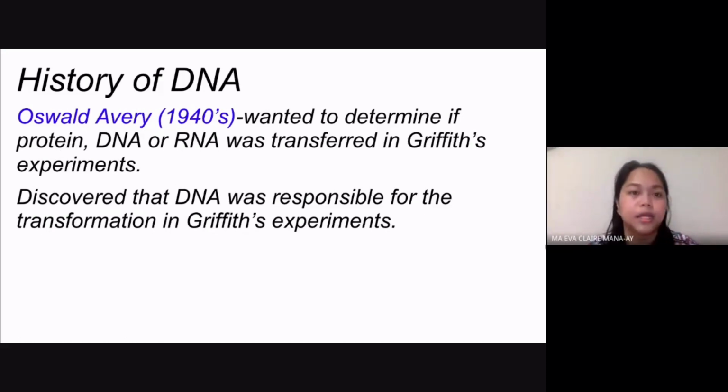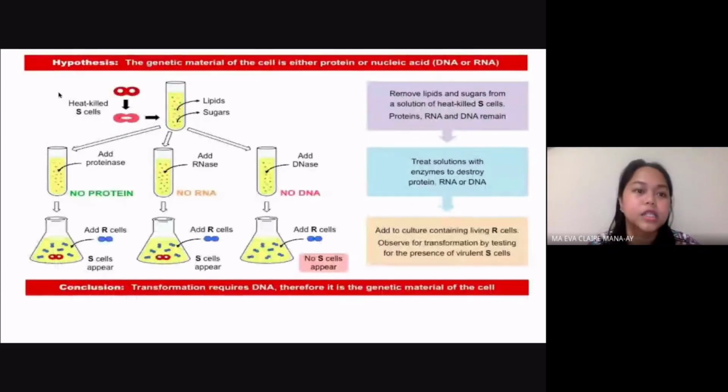Let's take a look at this experiment. So this was the experiment of Avery, and his hypothesis was that the genetic material of the cell is either protein or nucleic acid. It can either be DNA or RNA. So he got some heat-killed S bacteria, the smooth strain of the bacteria. And he took out the lipids and sugars, because he did not need these in his experiment. He only had protein, RNA, and DNA.